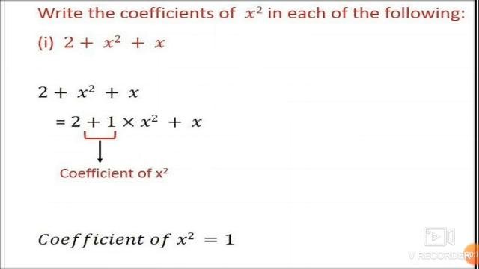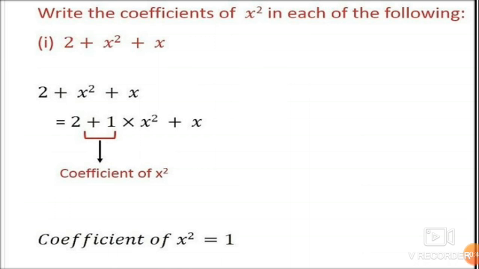I mean, whatever is there before x square, the term behind x square, we call it the coefficient of x square. So 2 plus 1 into x square plus x, write as it is. So the coefficient of x square is only 1.